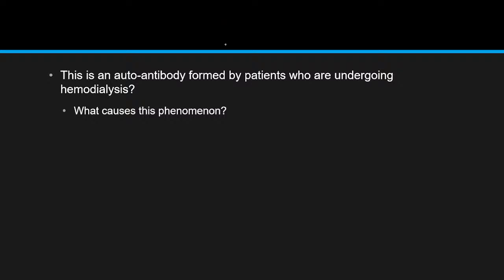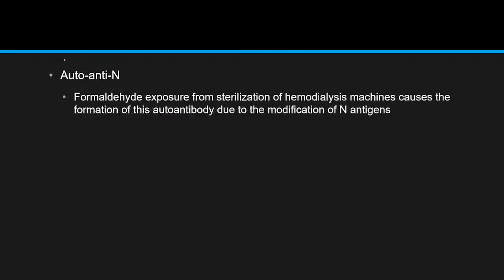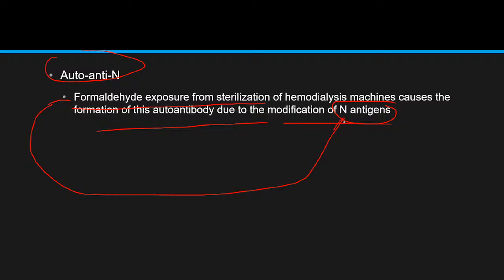All right? Now, let's talk about autoantibodies formed by patients who are undergoing hemodialysis. The autoantibody that we're going to talk about is auto-anti-N. The formaldehyde from the sterilization process causes the formation of autoantibody due to the modification of N antigens. So it becomes non-self. It sort of denatures the N antigens that we just talked about earlier, and it causes the formation of autoantibodies.